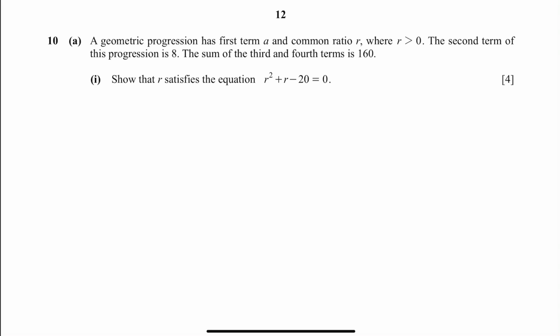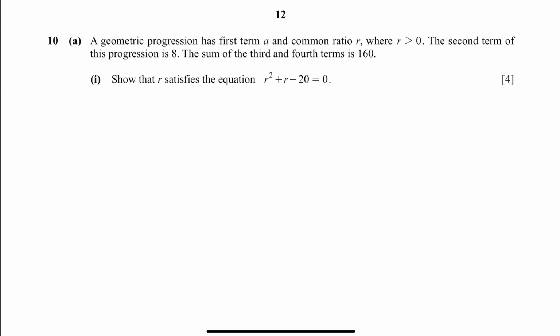Okay, so let's continue on with this past paper. Question 10 is a geometric progression has first term a and common ratio r, where r is greater than 0. The second term of this progression is 8. The sum of the third and fourth terms is 160. All right, so let's just write this information down.